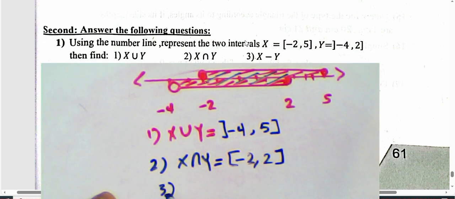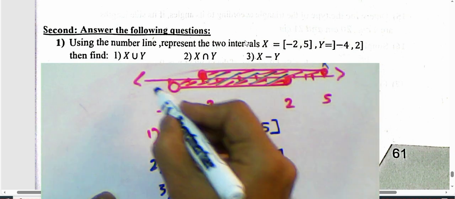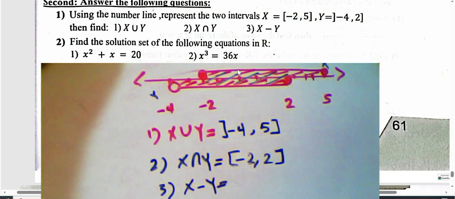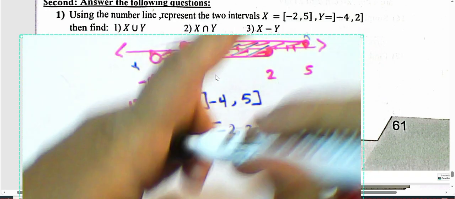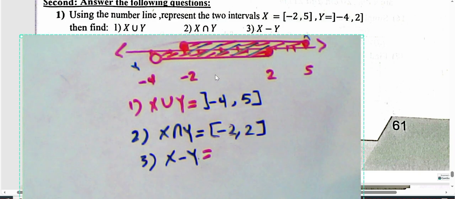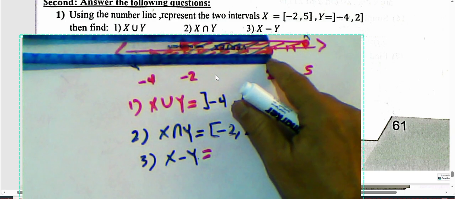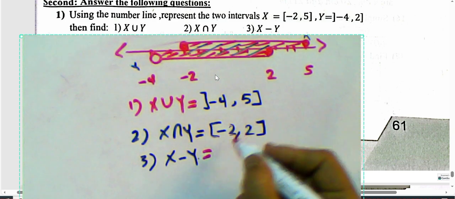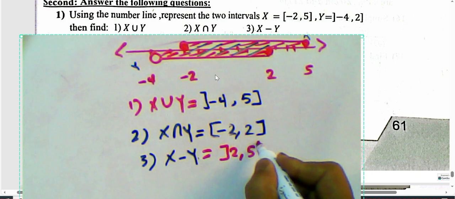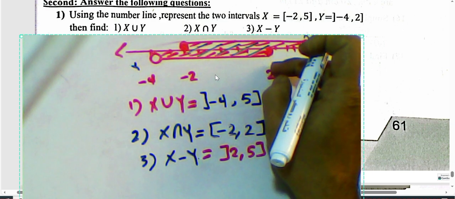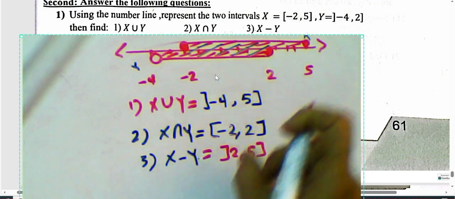And number 3, x difference y. We have x and y, and we cancel y. Look here. If we cancel y, we cancel this interval. The remainder will be 2 open to 5 closed. It's important that you change it: if this number is closed, belonging to the interval, and we cancel it, it will be open.